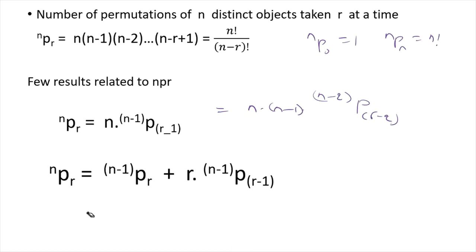And the next one, nPr is equal to (n minus 1)Pr plus R times (n minus 1)P(R minus 1). Here R times (n minus 1)P(R minus 1) stands for the number of permutations of n distinct objects taken R at a time which always contain a particular object. And nPr stands for the number of permutations of n distinct objects taken R at a time. And (n minus 1)Pr stands for the number of permutations of n distinct objects taken R at a time without including a particular object. Therefore, the total number of permutations is equal to the number of permutations without including a particular object plus the number of permutations which always include a particular object. So this is the proof for this one, or else you can use the formulas to prove it.